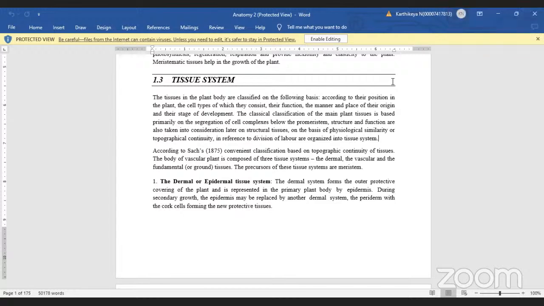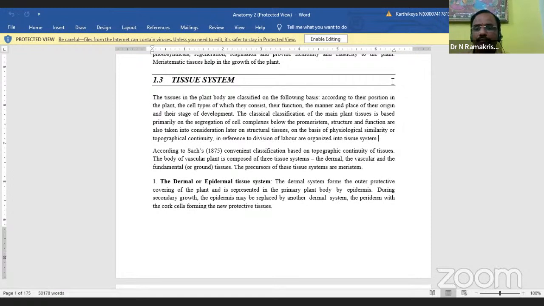Yes, sir. And next, you see here how the development of stomata occurs. Okay, so here now.